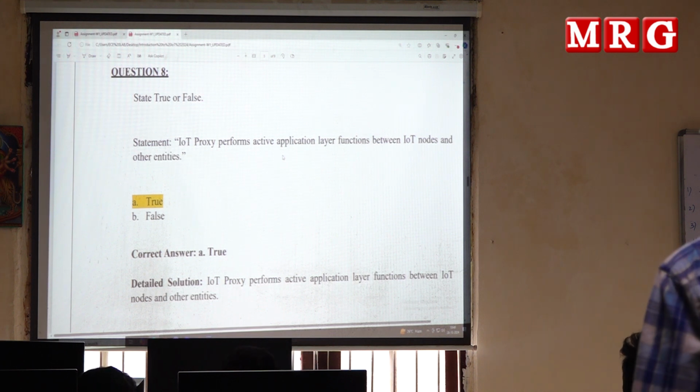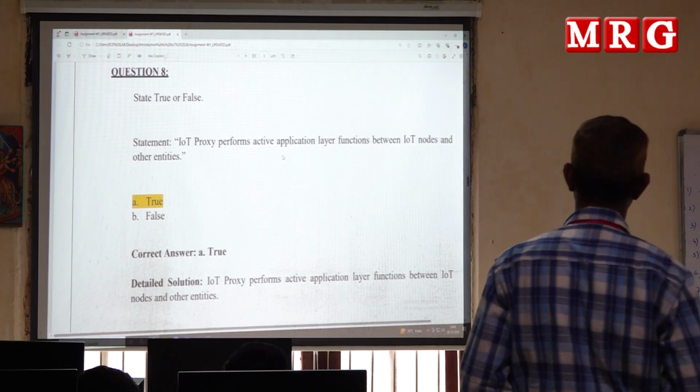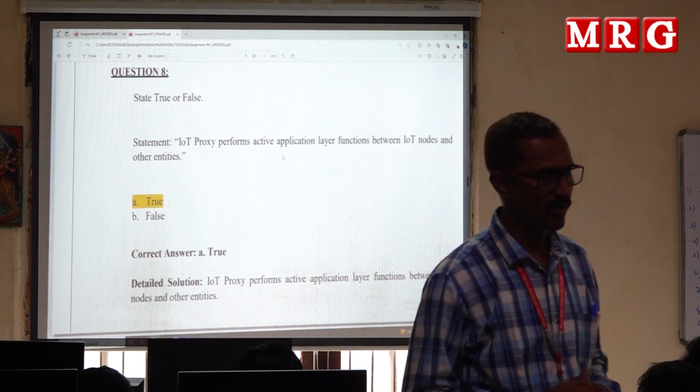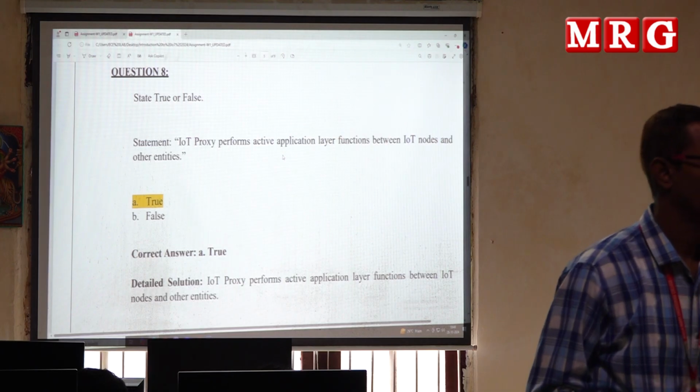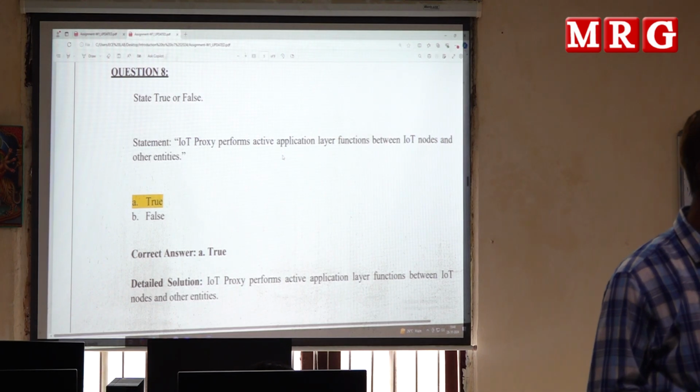IoT proxy performs active application layer functions between IoT nodes and other entities. So here you have to know a little bit about computer network layers. Any idea about layers? Network layers.